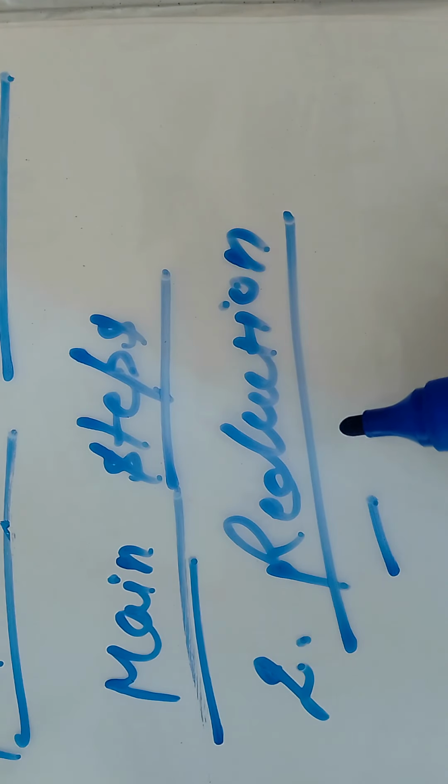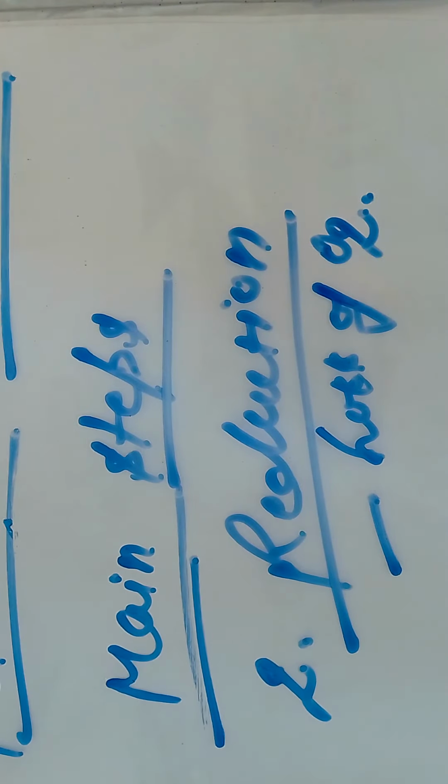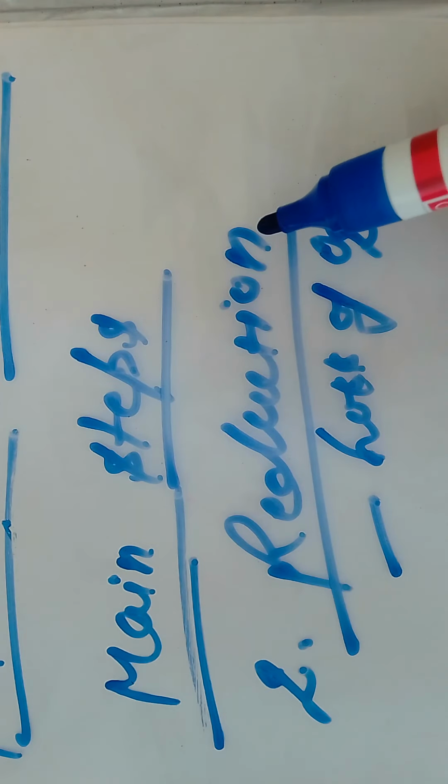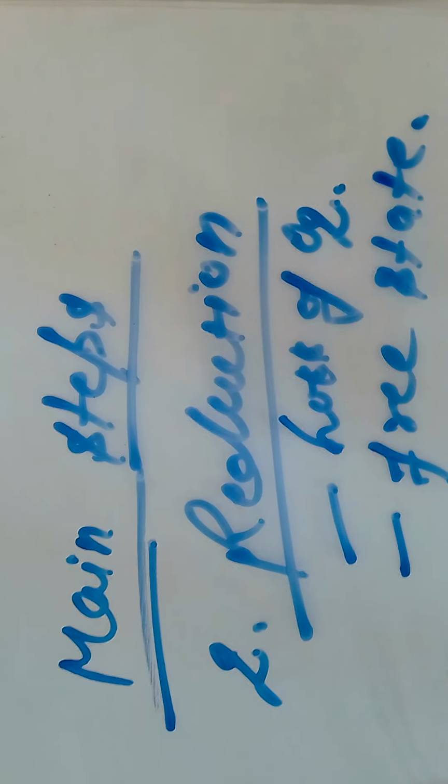Here reduction means the removal of oxygen. More specifically, the loss of oxygen is called reduction, and gain of oxygen is called oxidation. This is a chemical process done after the concentration. And why is this reduction done? It is done to get the metal in its free state, right? That is called reduction.